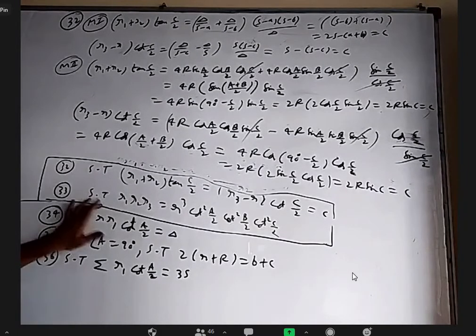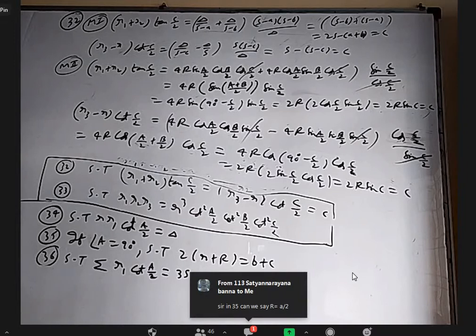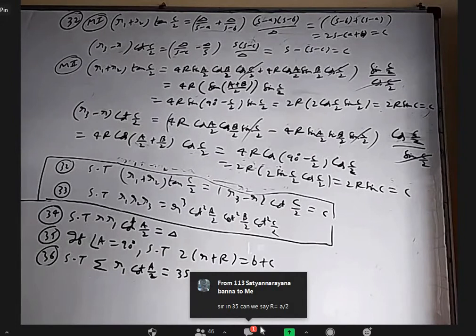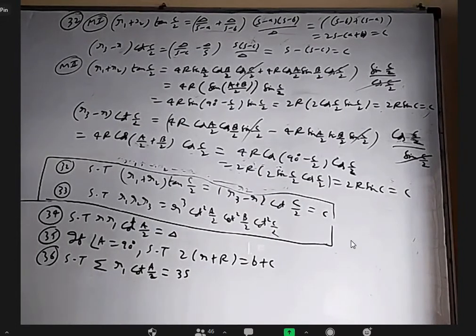And this also there 33. Okay, we'll complete 30 up to 36 and we'll stop. Yeah, we can say that, because angle is 90 degrees already given in 35.